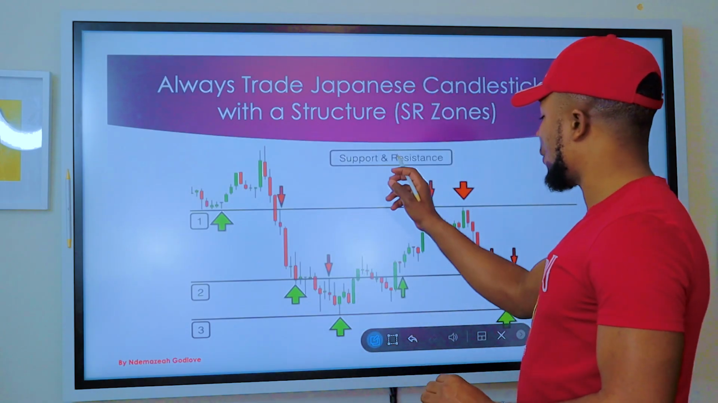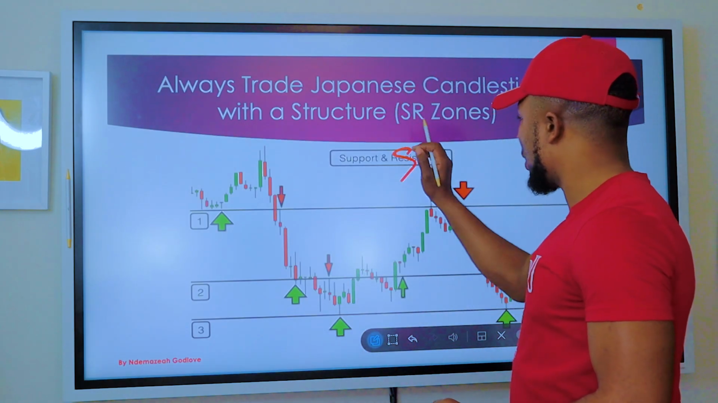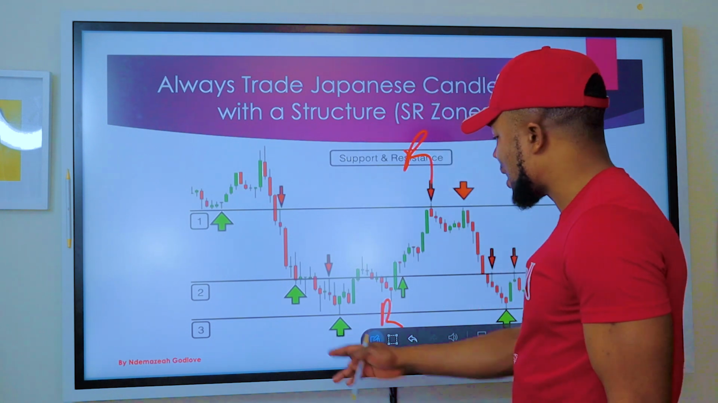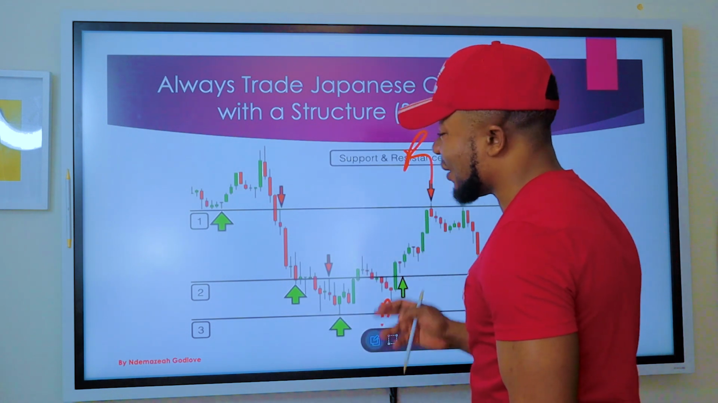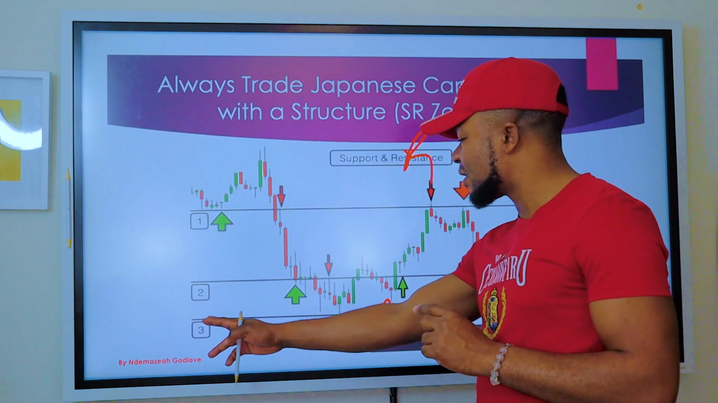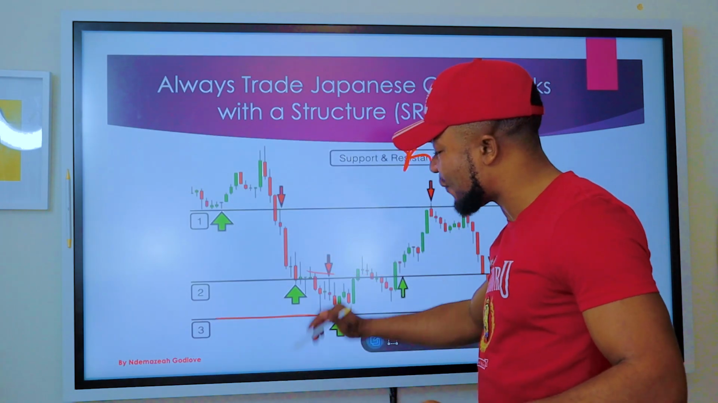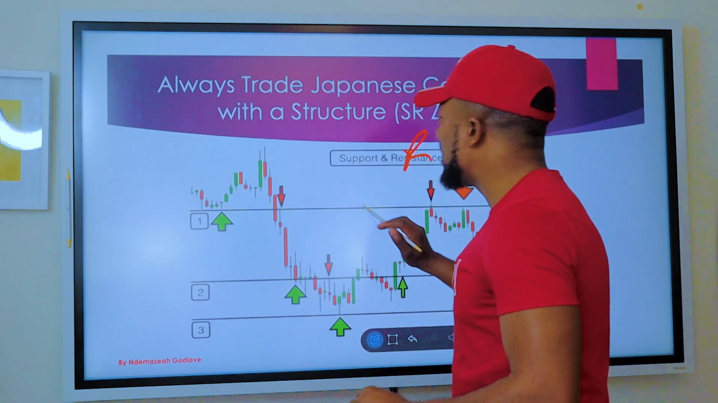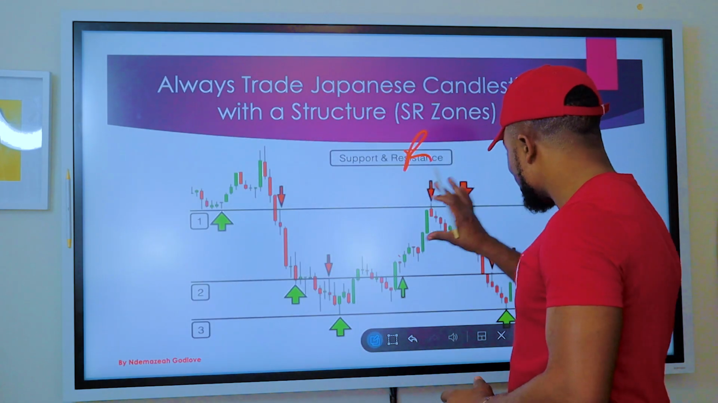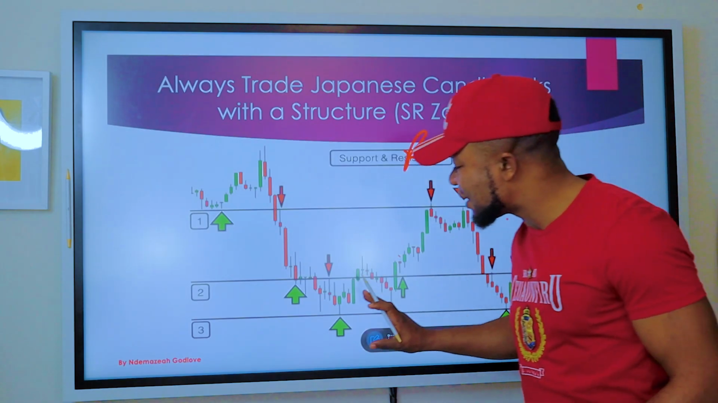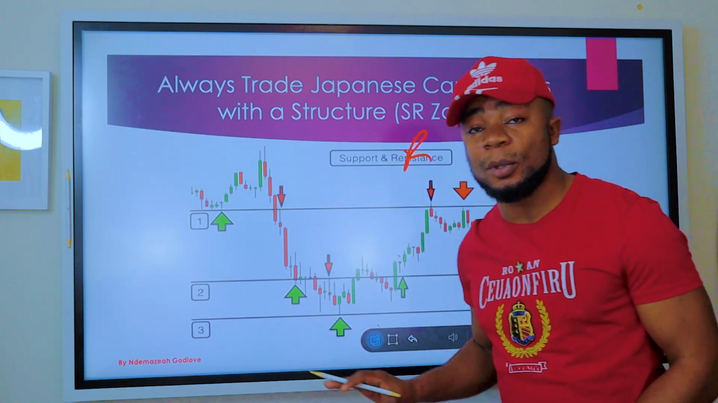Here, what we have is our support and resistance: support, our resistance, and our support. Since I already know I have my support and resistance, the first thing you have to do is draw your support and resistance. In the next video coming after this, I'll teach you in detail how to draw your support and resistance to look as accurate as this. So the first thing is to know how to draw your support and resistance.